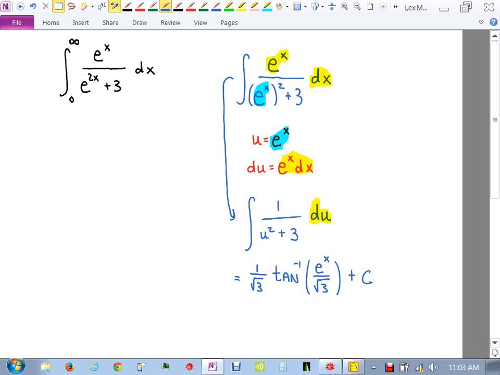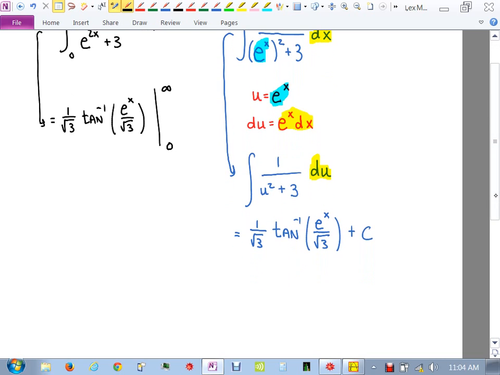So that's the antiderivative. Now I come back to the integral. This equals 1 over root 3 arctangent e to the x over root 3 evaluated at infinity and 0. So here's what we have to do: plug in infinity, figure out what we get, plug in 0, see what we get, right? So let's go ahead and do that.